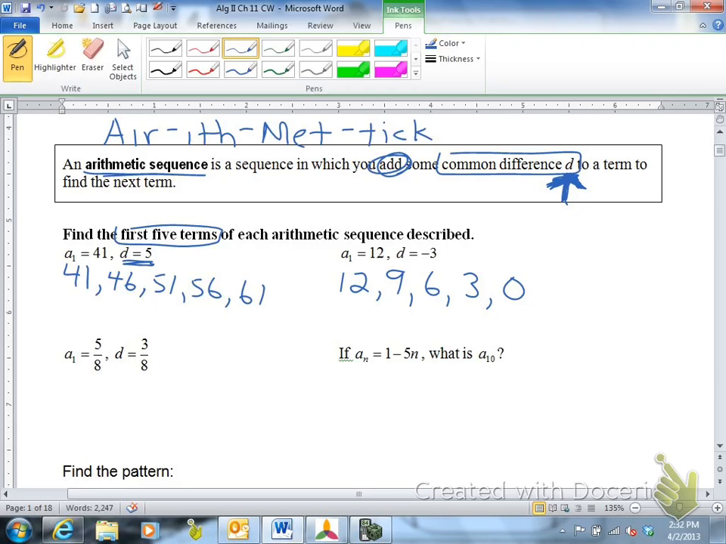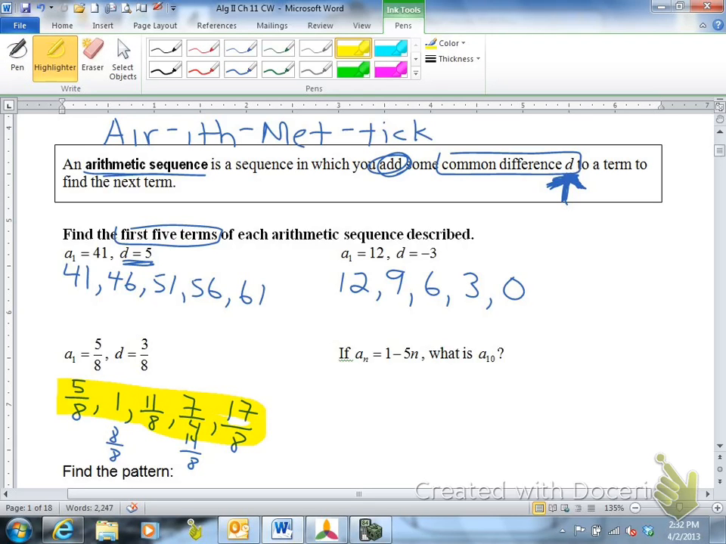And with fractions, you start with 5/8. And you're going to be adding 3/8. So adding 3/8 would be 8/8. 8/8 is 1. And then 8/8 plus 3/8 is 11/8. And 11/8 plus 3/8 is 14/8, which can be simplified to be 7/4. And then we have 14/8 plus 3/8 is 17/8. So here's your answer right here. All these numbers, not the 14 though.